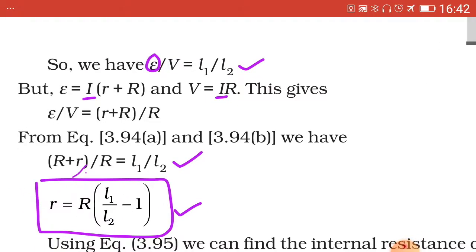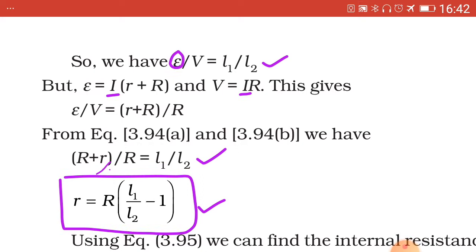Taking the ratio of the two equations, E upon V equals L1 upon L2, as phi cancels away, which has been tick marked.